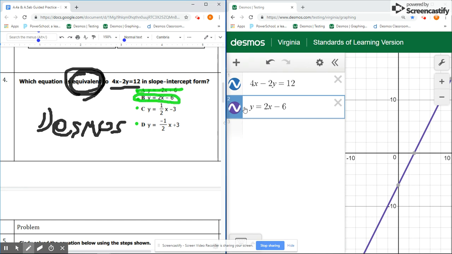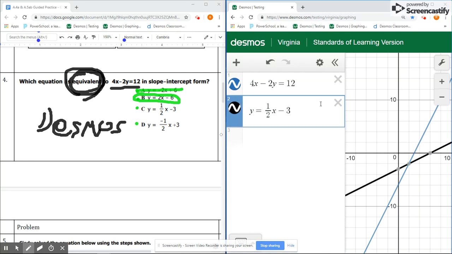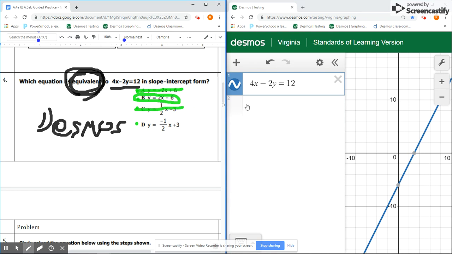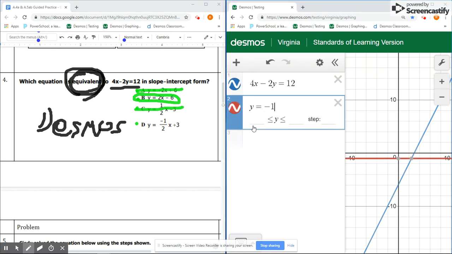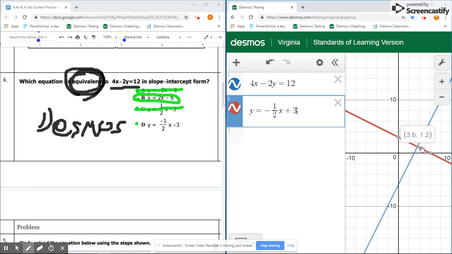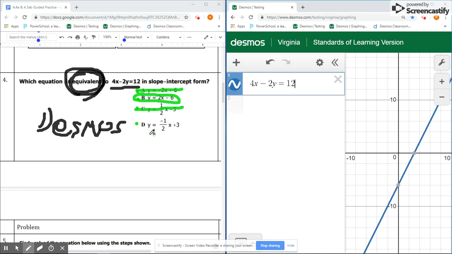But as some of you found out yesterday, we need to check all of our answers because sometimes there's more than one. Let's try letter C. y = 1/2 x - 3. Okay, that's not the same as the blue. It's not equivalent. And if we try letter D, y = -1/2 x + 3. All right, again, that's not the same. It's not equivalent. So our answer choice there is letter B. Letter B was the same as our question.